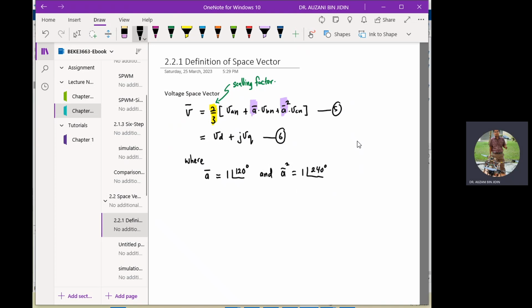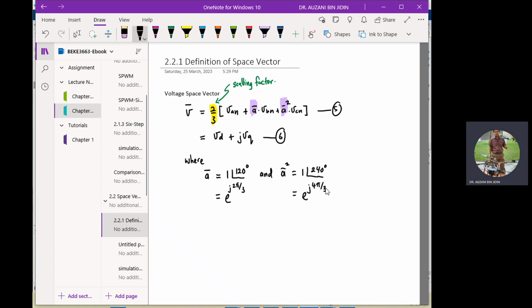Yeah, 240 degrees. So you can write this equation for unit vector in polar form, because you have magnitude and angle, and you can rewrite this equation into exponential form. So where e power of j 2 pi divided by 3, or maybe you can put e power of j 120 degrees. It's okay. 2 pi per 3 in radian. Or e power of j 4 pi divided by 3.